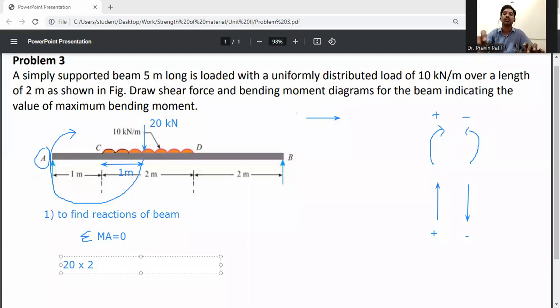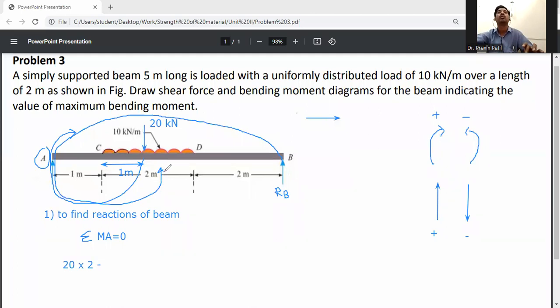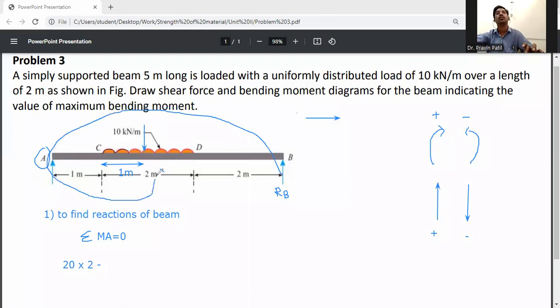Next force is the reaction RB, the reaction at B. So RB into its perpendicular distance. Why is RB taken minus? Because it is rotating about the point A in anti-clockwise direction. That's why it will be minus. So RB into the perpendicular distance, which in total is 2 plus 2, 4 plus 1, will be 5, is equal to 0.